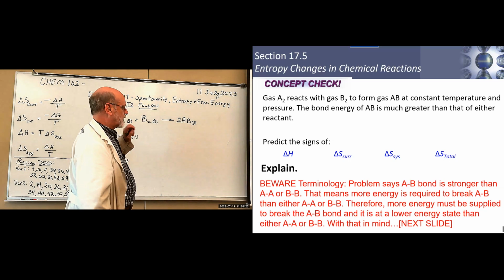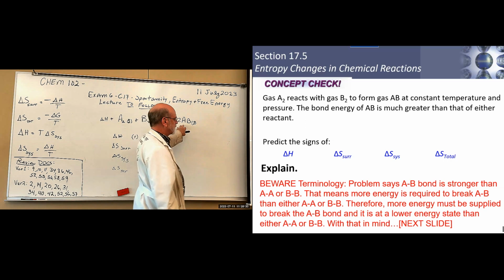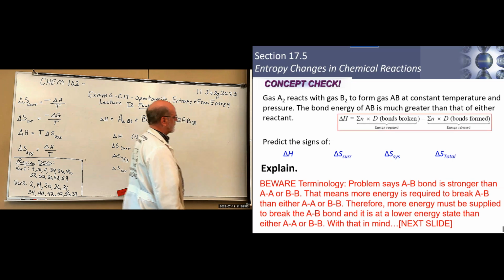Oh, beware, I better look at that. This problem says that the AB bond is stronger than AA or BB. That means more energy is required to break AB than either A or B. More energy must be supplied to break the AB bond in its lower energy state than either A or B. With that in mind, next slide.